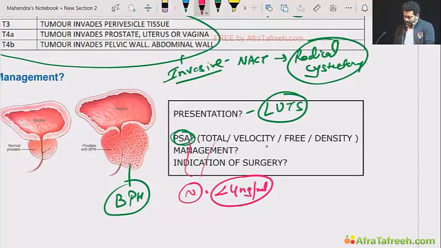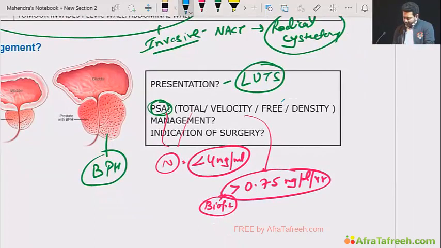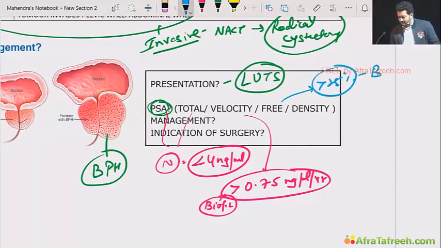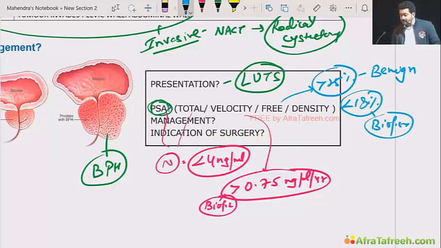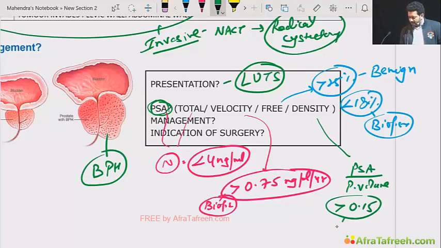So this is the total PSA. PSA velocity: if the PSA is increasing by more than 0.75 nanogram per ml per year, this is an indication for biopsy. This could be a cancer. Now free PSA. In the PSA, there is free PSA and total PSA. If free PSA is more than 25%, then it is benign. And less than 18% is an indication for biopsy, because in case of cancer, free PSA is less. It becomes complex. And PSA density is PSA divided by prostatic volume; more than 0.15 is an indication for biopsy. Okay, so these are some of the important things about PSA: the total PSA, the free PSA, velocity, density.